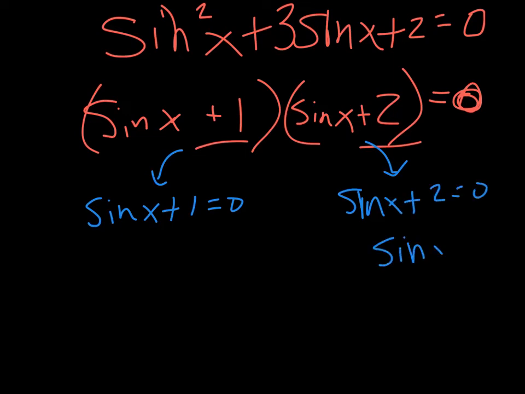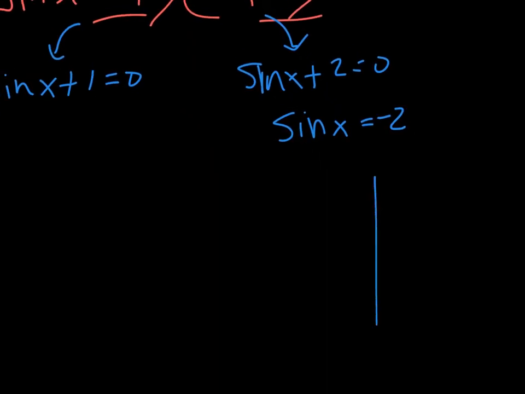How in the world can sine of x equal negative 2? Can it? I encourage you every now and then, if you get stuck, to think about the graph. Just for a second, would you agree this is the sine graph? How high does it go? How low does it go? So when it wants you to go to negative 2, you can't. There's no answer.